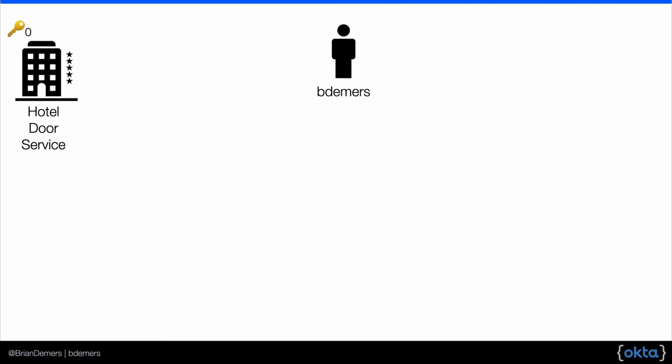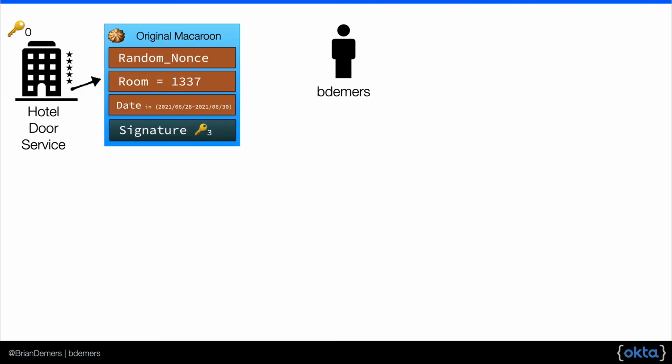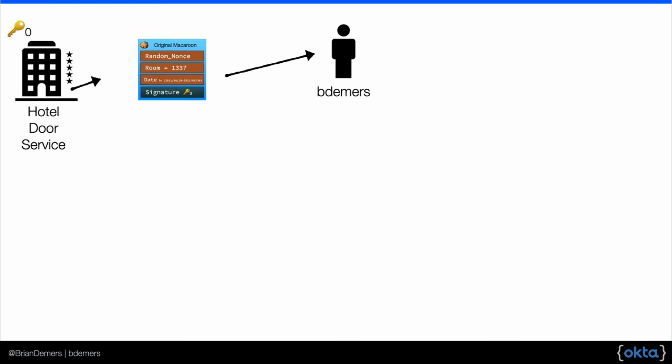Remember, we have a virtual hotel, and it has a door service with a secret key, and I'm staying at this hotel. When I check in, they create a macaroon. Remember, we can calculate key 3 here by chaining together these HMACs, and then they give me the key to my room. But before long, I want to schedule the maid service.